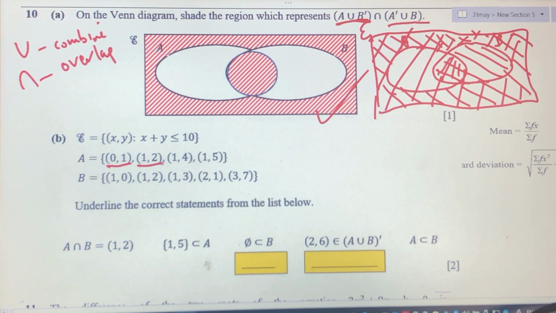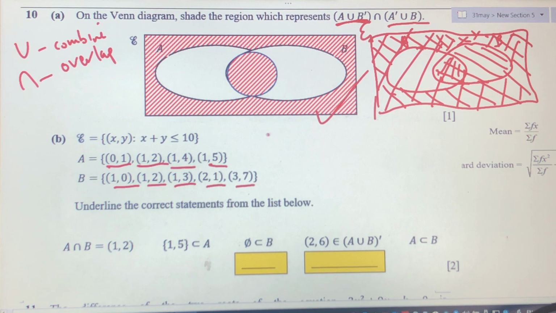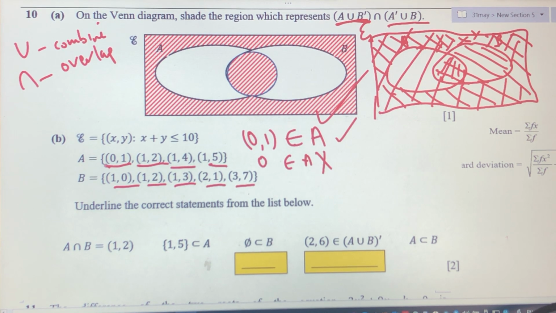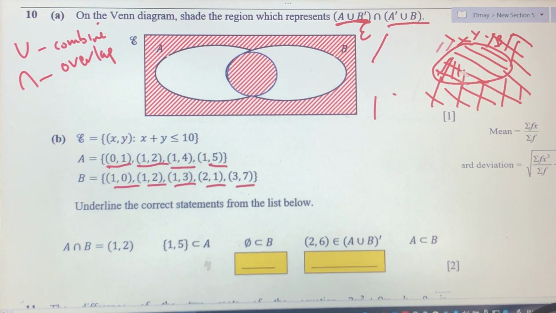This fella is the element. So I can say that (0, 1) is an element of A. This is correct. But you cannot say 0 is an element of A. That's wrong already. It must be coordinates, then it's an element of A. That's the second point already. I erase all this, very confusing.